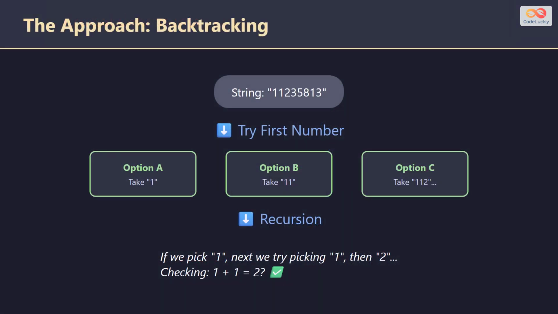How do we solve this? The best approach is backtracking, which is a type of depth-first search. Imagine the string is a tree of possibilities. We start by trying to pick the first number. It could be 1 digit long, 2 digits long, and so on. Then we try to pick the second number.